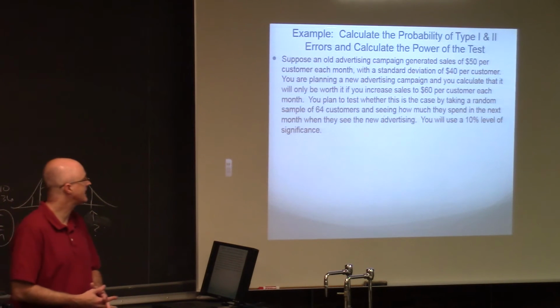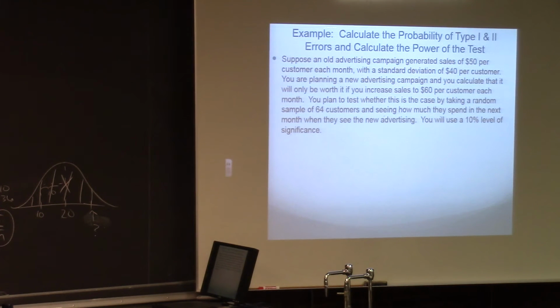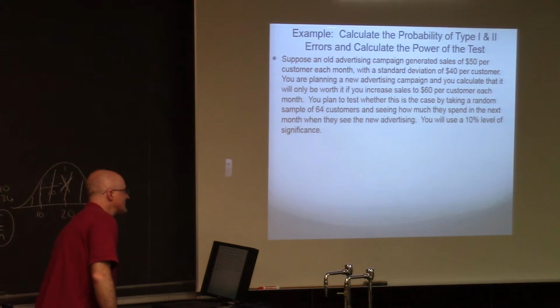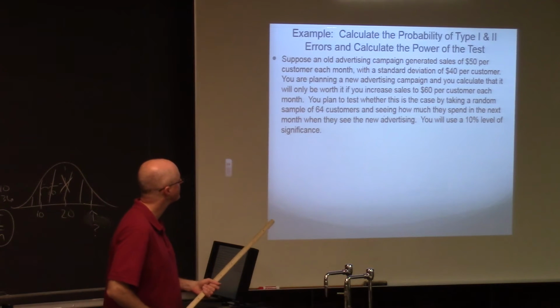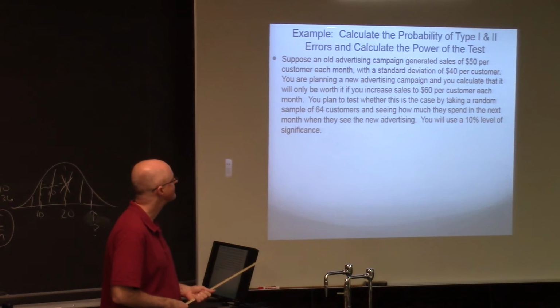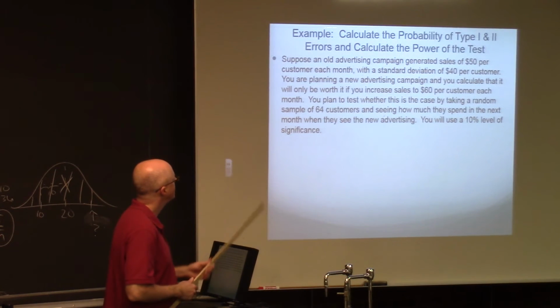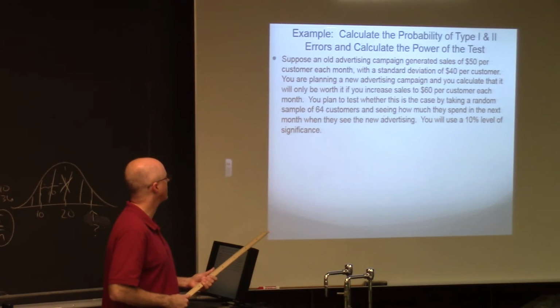Okay, I'm trying to put this in an applied context. Thinking about a business example, suppose you've got an advertising campaign, you're trying to generate new sales based on a new advertising campaign. Based on past data, the old advertising campaign generated sales at a rate of $50 per customer each month. So for everybody who ordered, they ordered on average $50 worth of merchandise. Not saying how many people actually ordered, that's sort of a separate issue. And the standard deviation of how much they spend is $40 per customer.